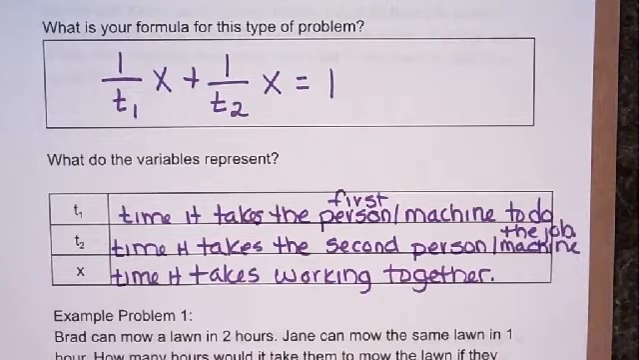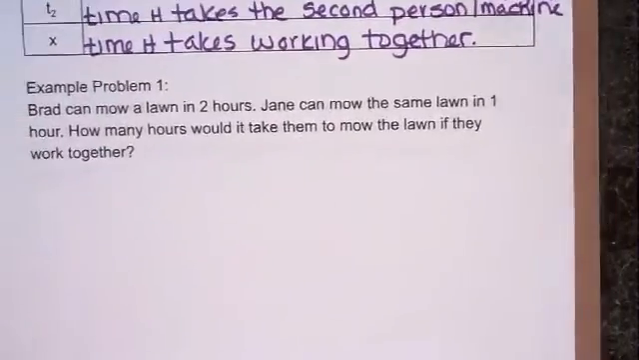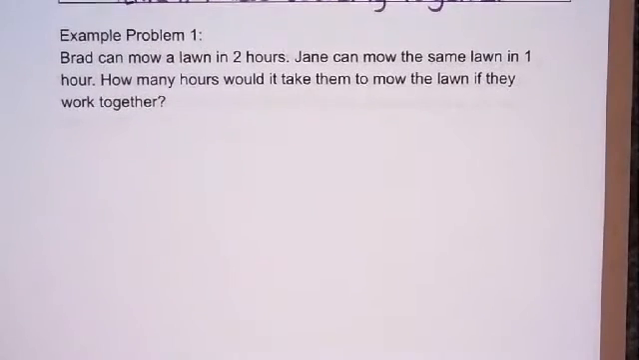So T sub 1 is how long it would take the first person or machine to do the job. T sub 2 is the time that it would take the second person or machine to do the job. X would be the time it takes them working together to do the job. Now, we're going to work through 3 examples and see how we can use this formula to help us solve problems. Again, reminder, stop and pause as you need to.